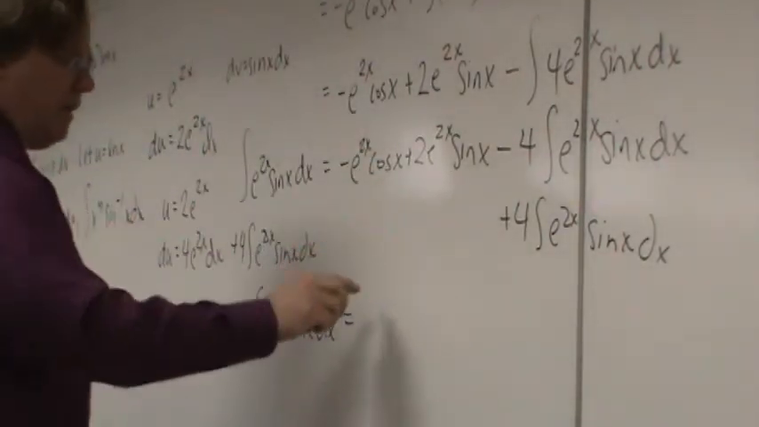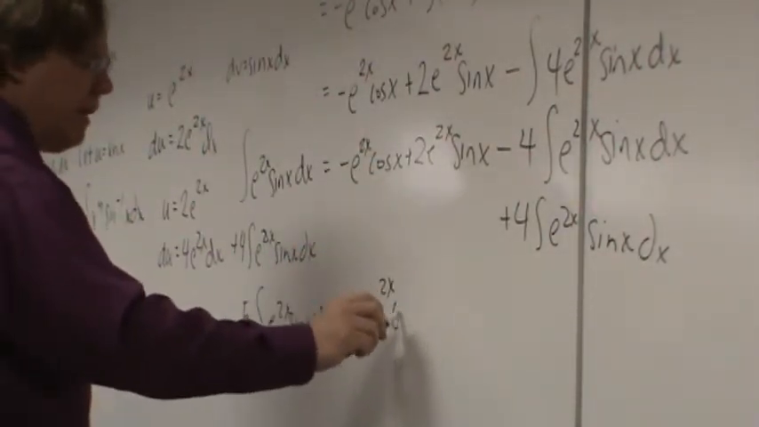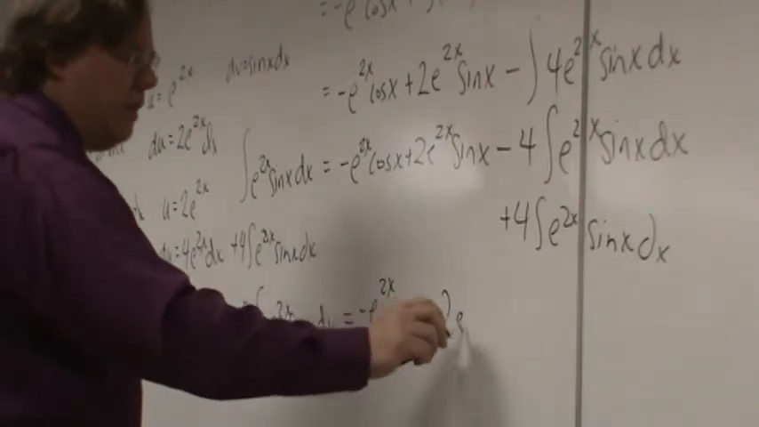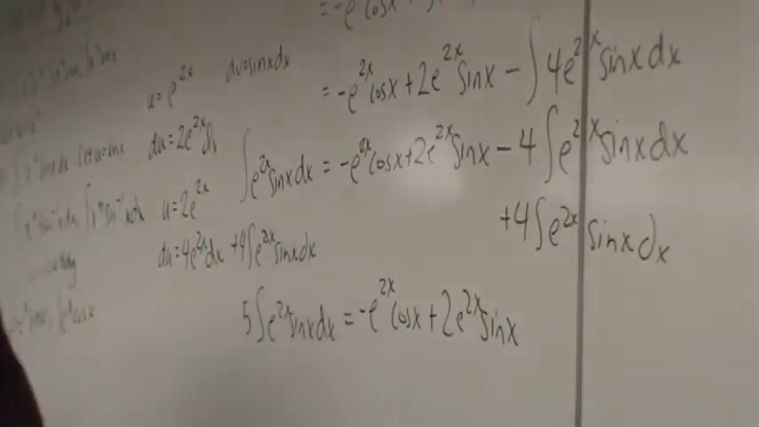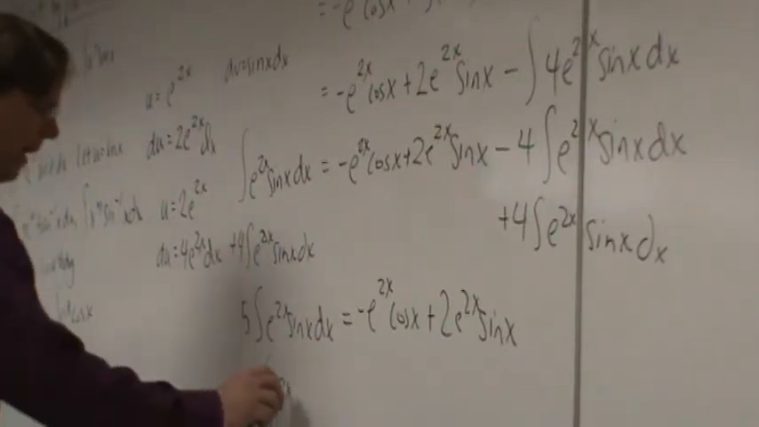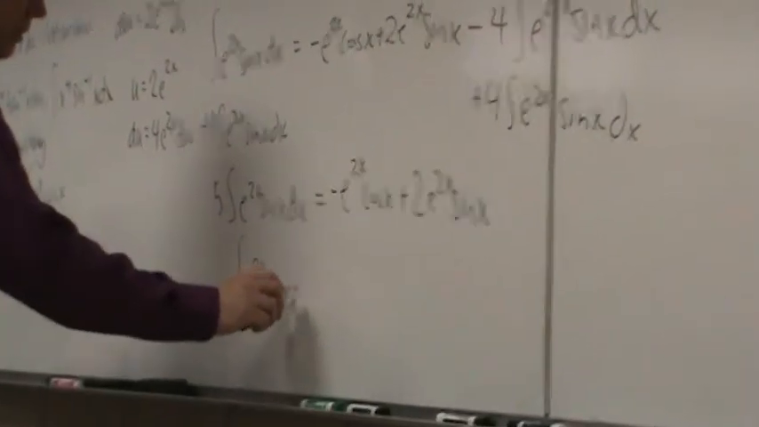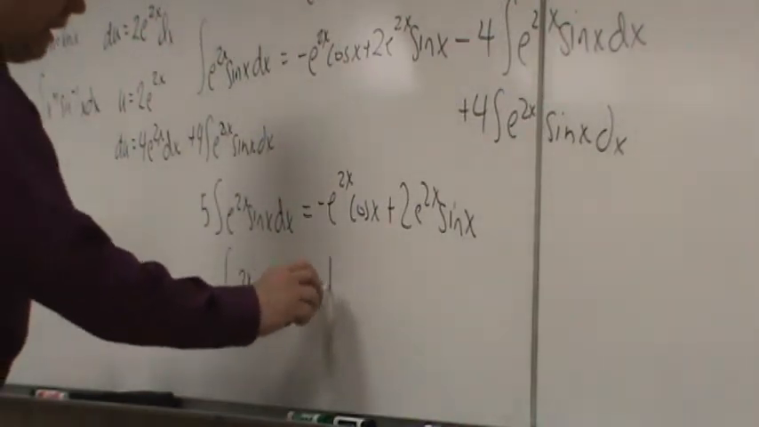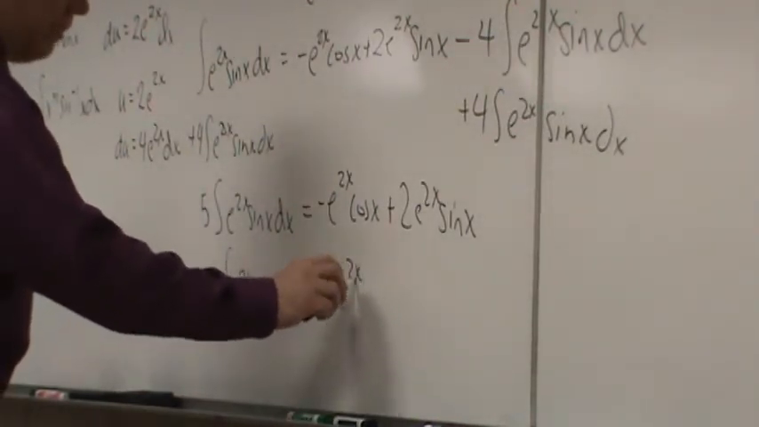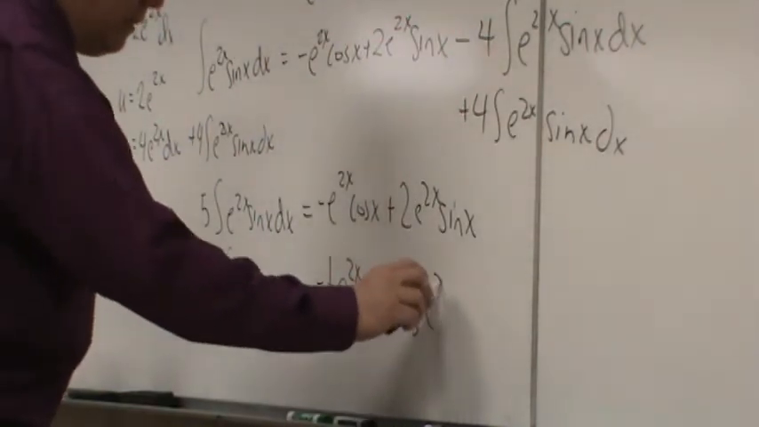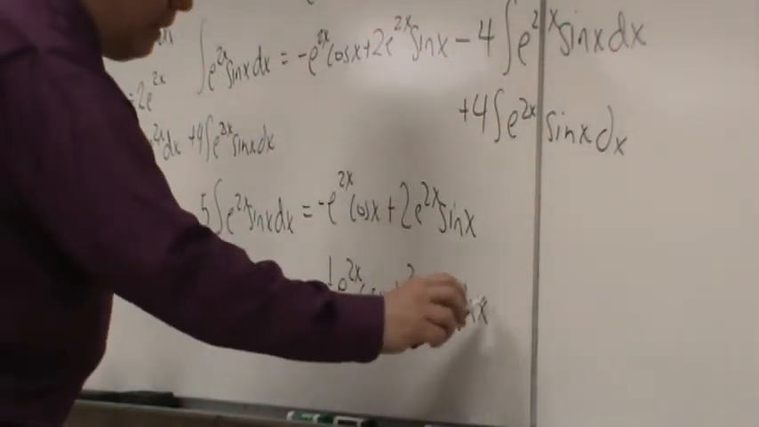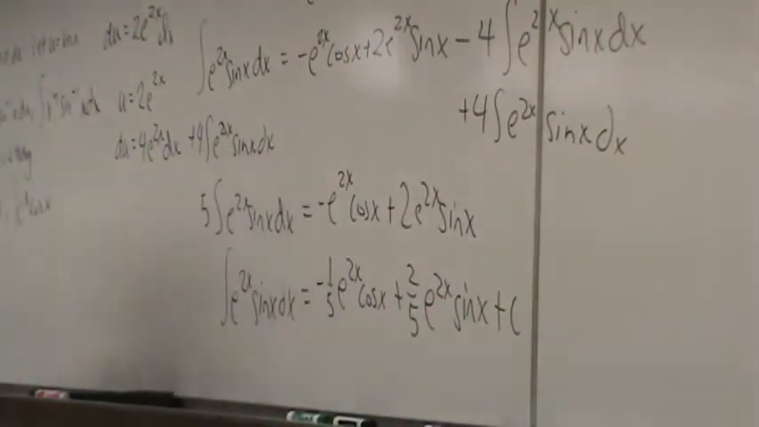And the right side becomes this, negative e to the 2x cosine x plus 2e to the 2x sine of x. Alrighty, and then lastly, I'm going to go ahead and multiply both sides by 1/5. So I end up getting a value for this integral. This integral ends up being negative 1/5 e to the 2x cosine x plus 2/5 e to the 2x sine x, and then plus the constant of integration c.